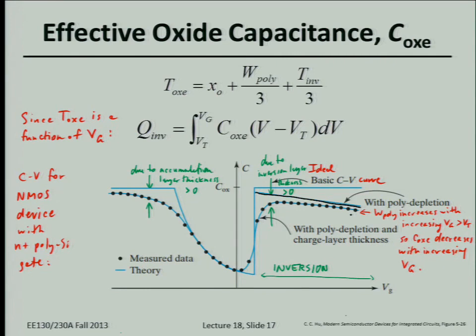Qualitatively, you should be able to explain why a measured CV curve doesn't match the ideal basic CV curve. That's basically all you need to know for a quiz or a final exam. Any questions about non-idealities in an MOS capacitor? No. Yes, Ali?